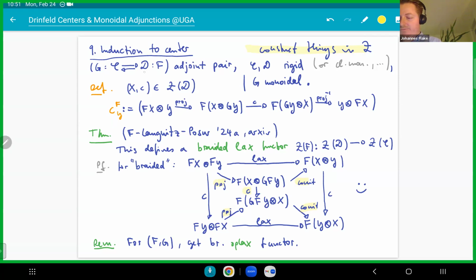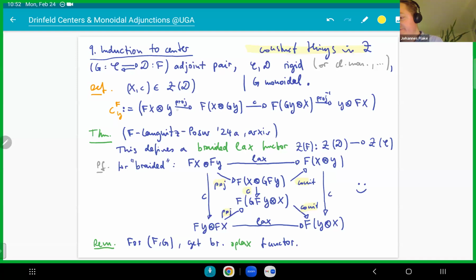We take something in the center of D, and we claim that we get something in the center of C. So how does it work? Okay, we have an object X together with a half braiding in D. So we take FX to be the induced object, and we want a half braiding of the form FX tensor Y to Y tensor FX.